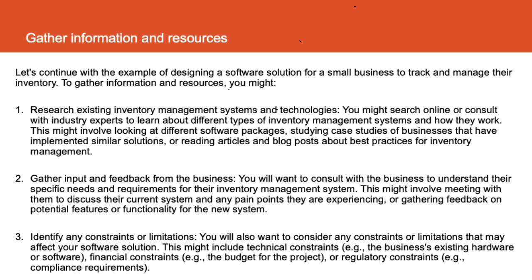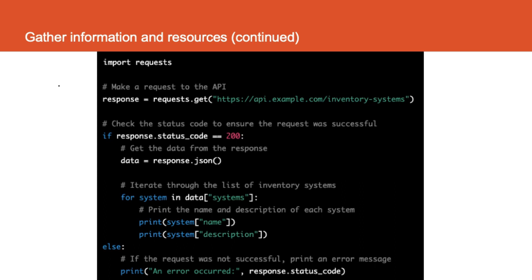Identify any constraints or limitations. You will also want to consider any constraints or limitations that may affect your software solution. This might include technical constraints, for example, the business's existing hardware or software, financial constraints, for example, the budget for the project, or regulatory constraints, for example, compliance requirements. Here is a sample code example in Python that demonstrates how you might gather information and resources by interacting with an API, application programming interface, that provides information about different types of inventory management systems.